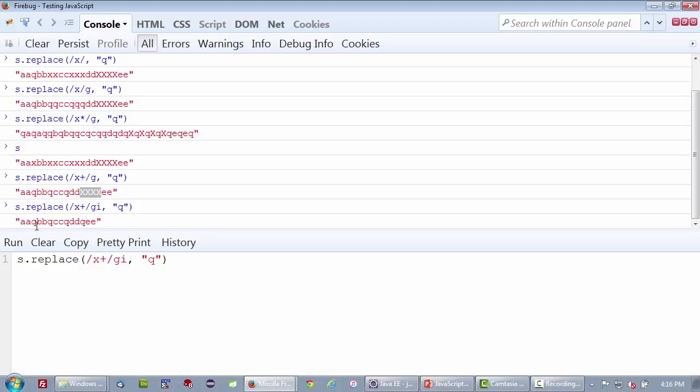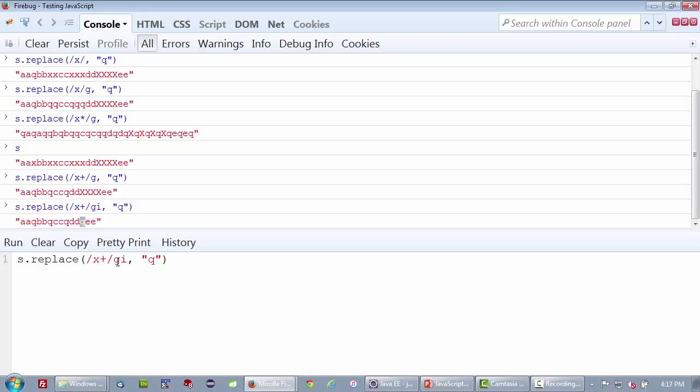And now where there was 1 lowercase x, I get a single q. Where there were 2 lowercase x's, I get a single q. Where there were 3 lowercase x's, I get a single q. And where there were 4 uppercase x's, I also get a single q.